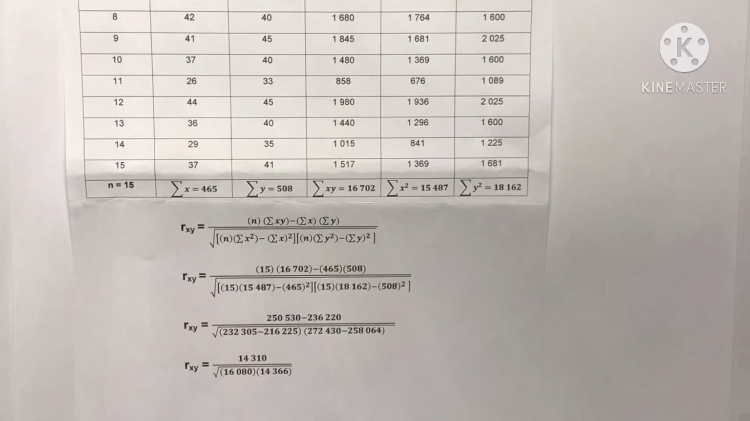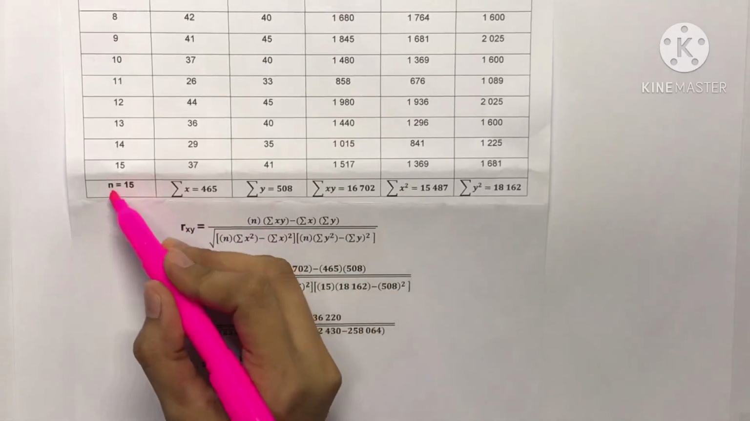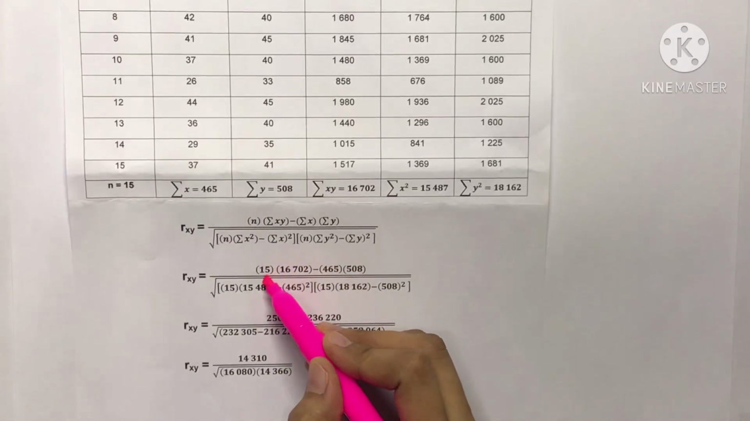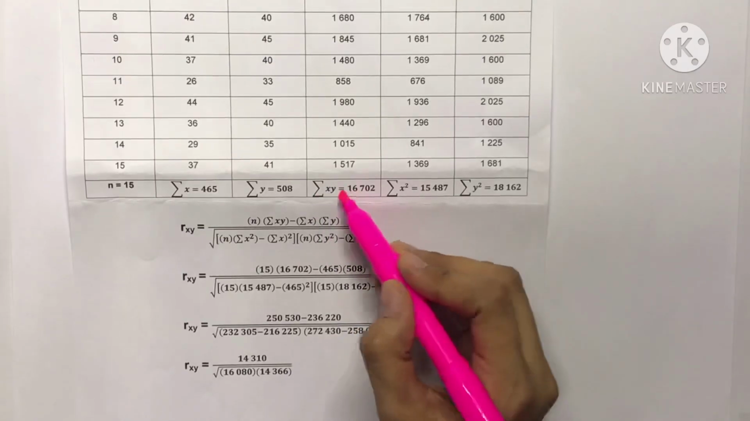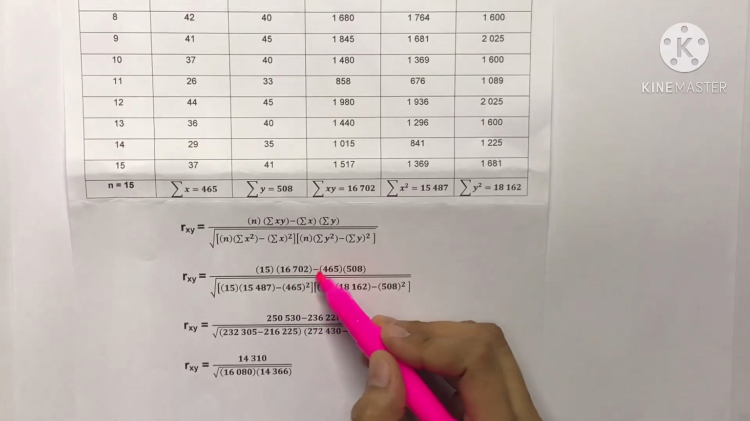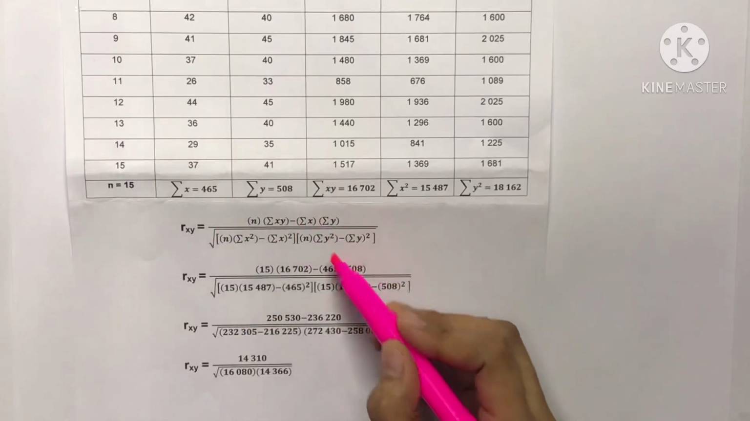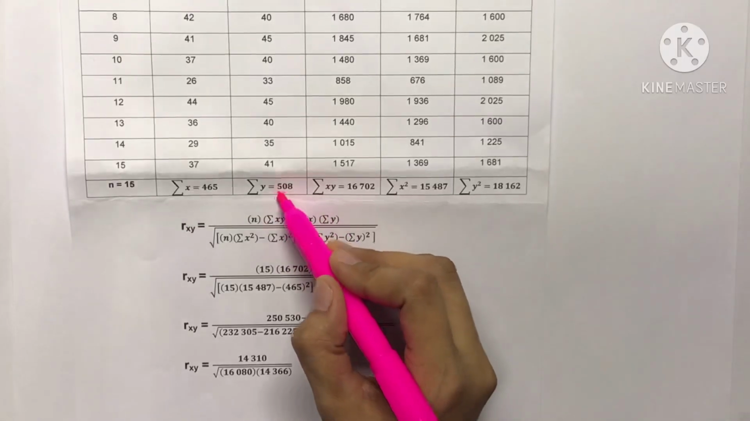So let's substitute in the Pearson product moment correlation coefficient formula. So we have here n. So our n is 15. So we will just substitute it. We will write 15 here. And then we have here summation of xy, which is equal to 16,702, minus summation of x, which is 465, and then summation of y is 508.